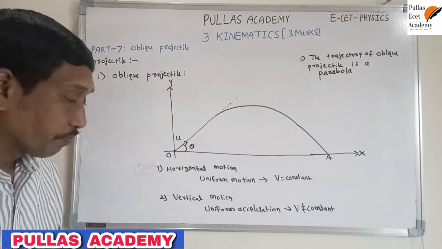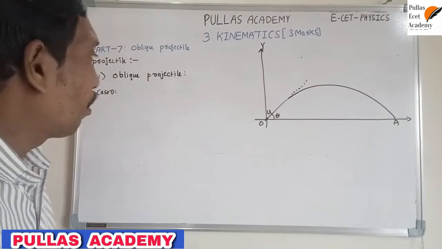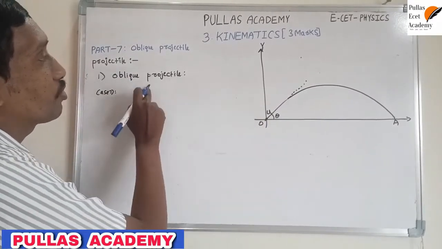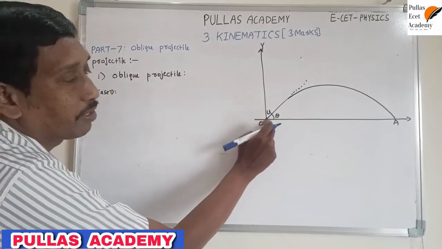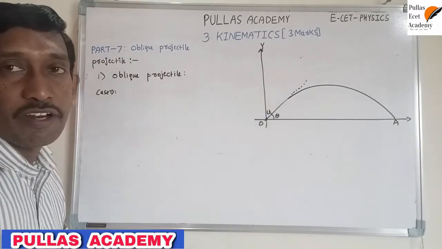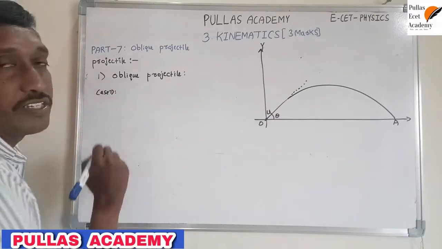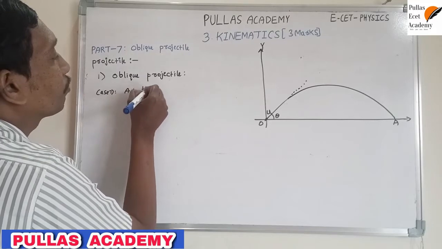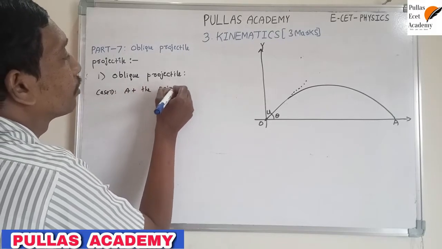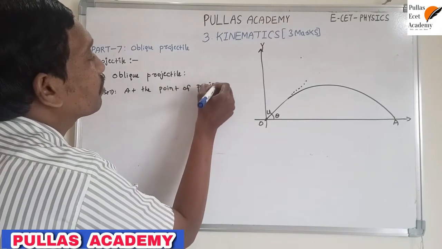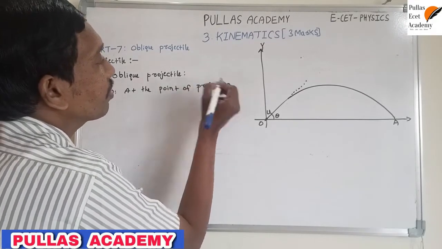So for oblique projectile, first we will discuss the motion of this oblique projectile at the point of projection. This is the point of projection. This point O, at the origin, is the point of projection. I consider this case 1, at the point of projection. This is also called the initial position.